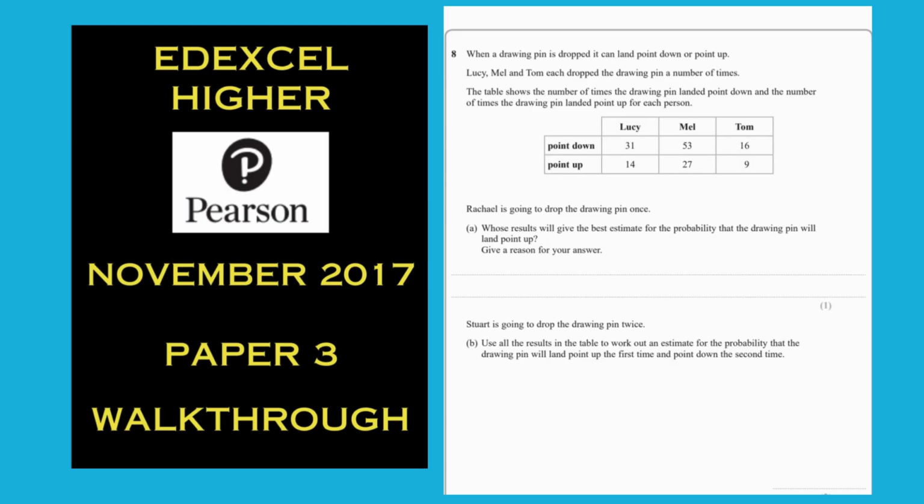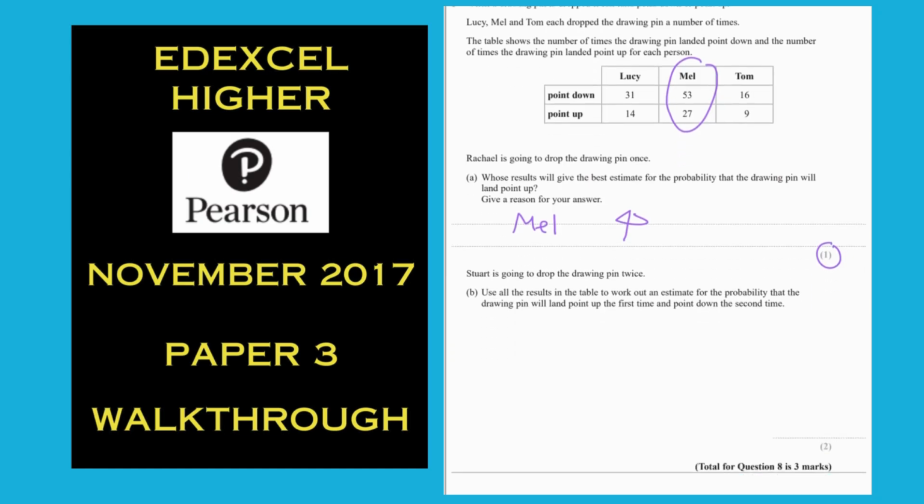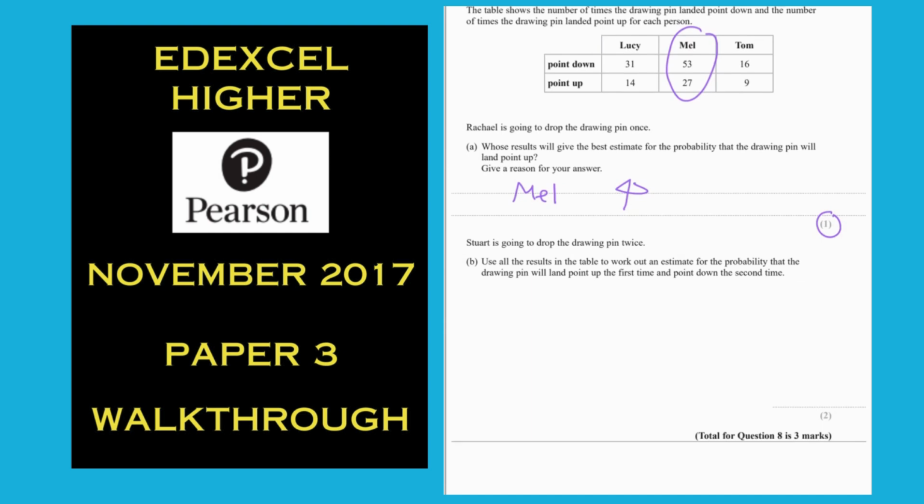Number 8, our old friend wordy stuff. Don't overcomplicate. Don't waffle too much. Whose results are best? It's Mel. Why? Because she's got the highest number of trials. So more data equals more reliability. Question B, use all the results.